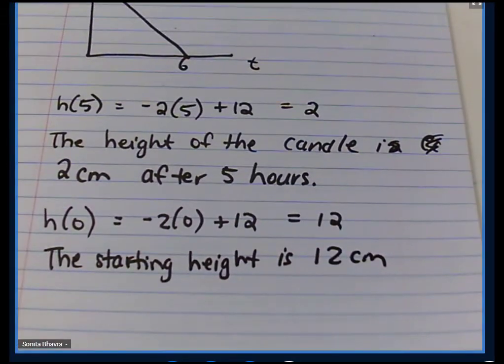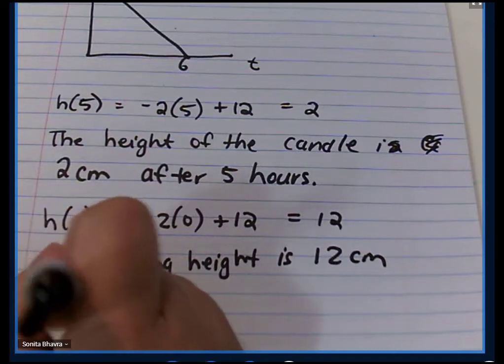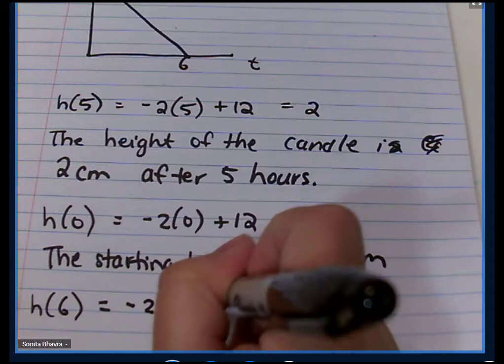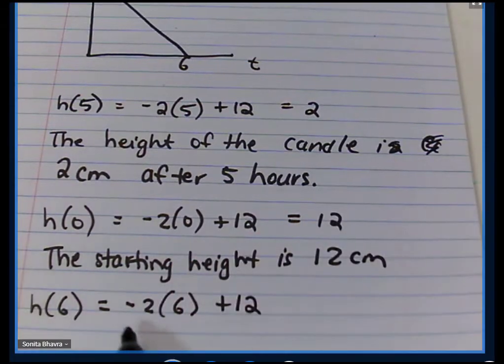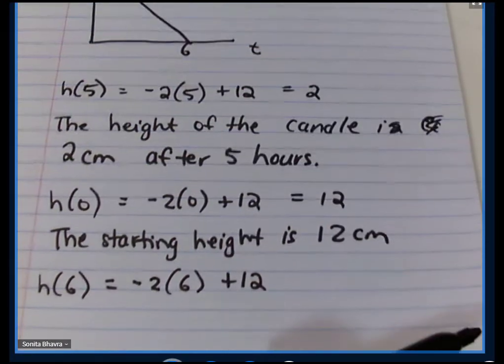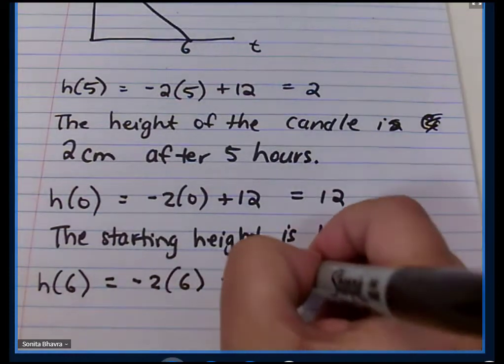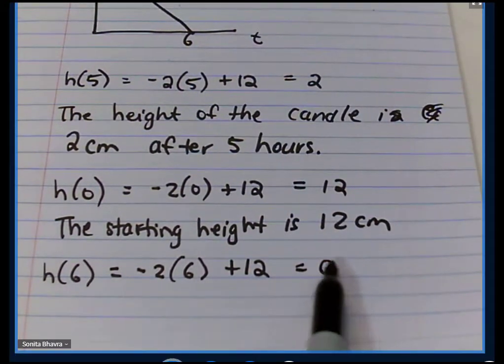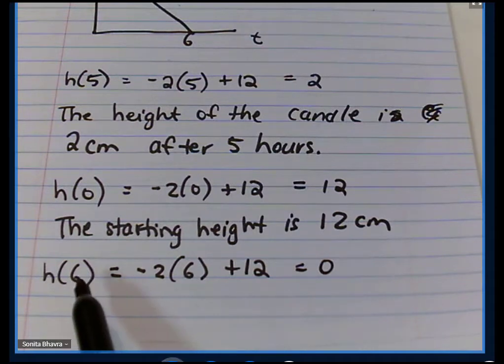All right, next, h of 6. So let's look at h of 6. So negative 2 times 6 plus 12. So that gives me negative 12 plus 12, which is equal to 0. And what does that mean? So that means 0 centimeters after 6 hours. So basically, after 6 hours, the candle has burned down to 0 centimeters.